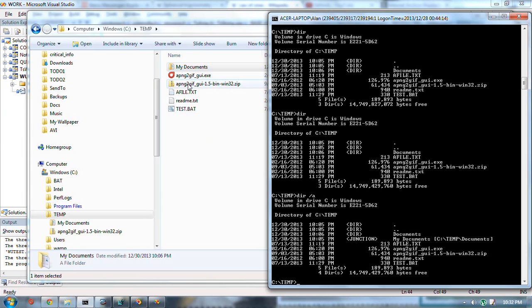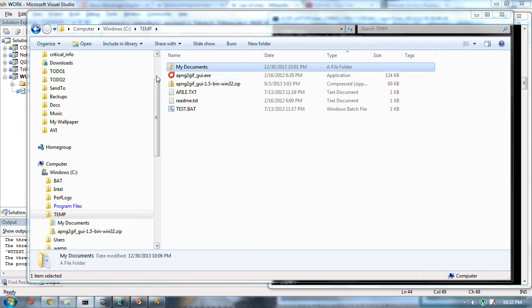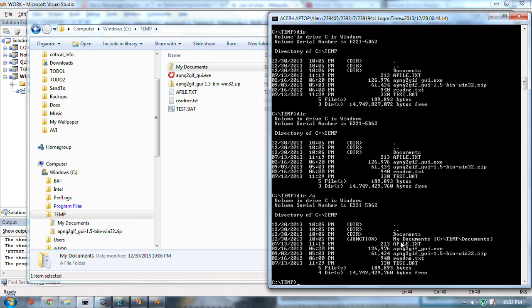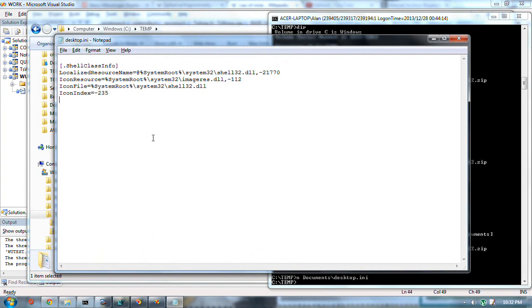Explorer to do that. Now, in order to get this thing bound with the name of this, it's something in this ini file that does it. Now, I don't really understand what all this stuff is, but I can see that it's taking, okay, here's where it gets the image from. Now there's icon resource and icon file.